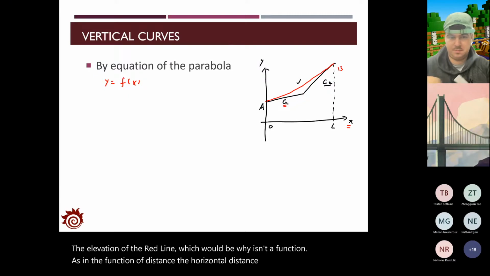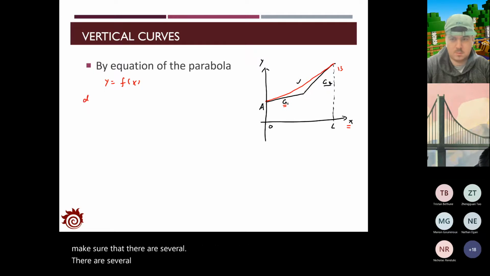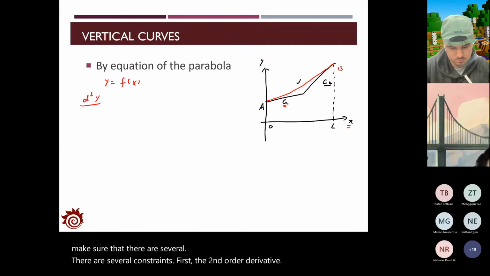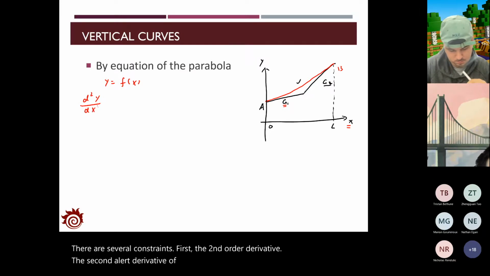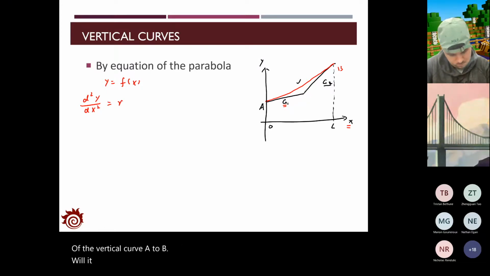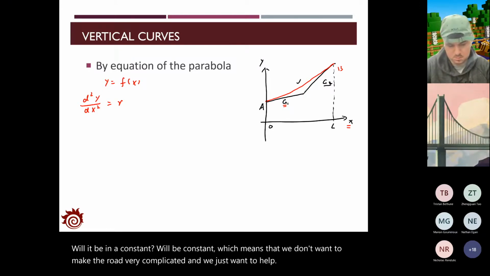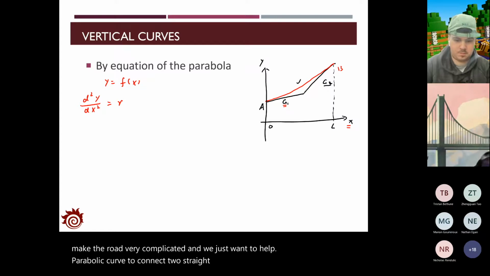But we want to make sure that there are several constraints. First, the second order derivative of the vertical curve A to B will be constant, which means that we don't want to make the road very complicated, and we just want to have the parabola curve to connect two straight lines. So that's the first one.